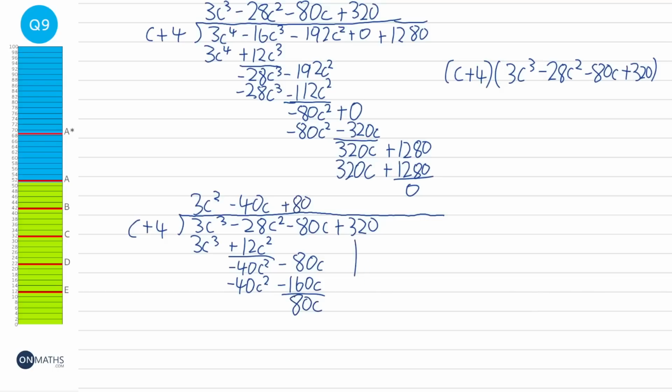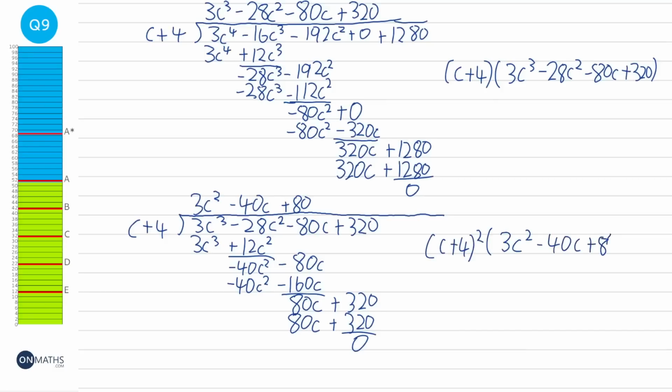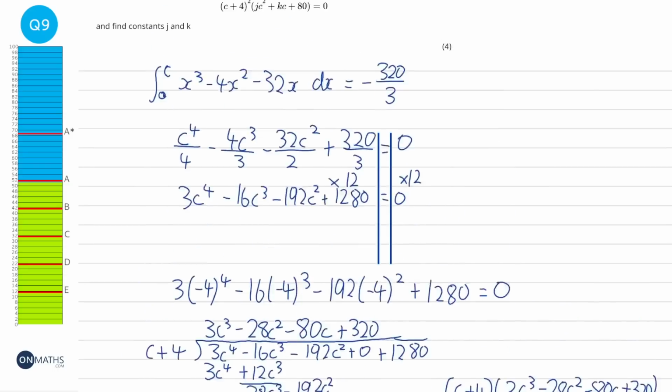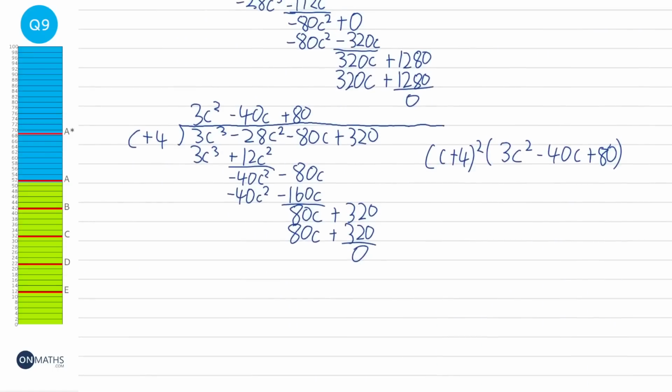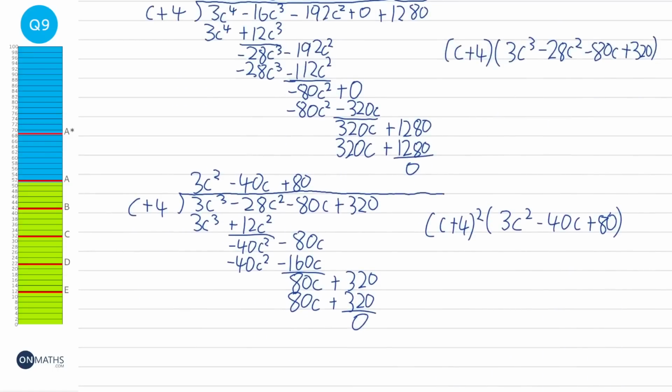Drop down the 320, and this is when we hold our breath that this all works out. So c times 80 is 80c, that's good. 4 times 80 is 320. So when you subtract these, we get 0. So therefore we're showing that it's going to be c plus 4 squared, and then we're left with 3c squared minus 40c plus 80. And so the values for j and k would be 3 and minus 40.